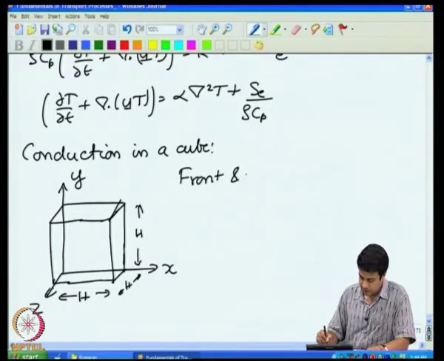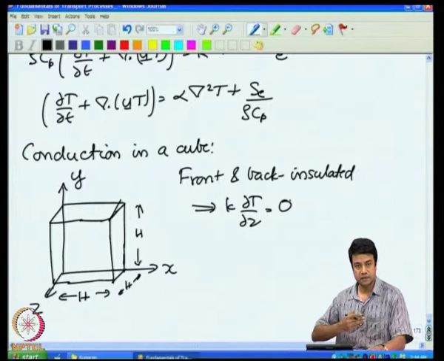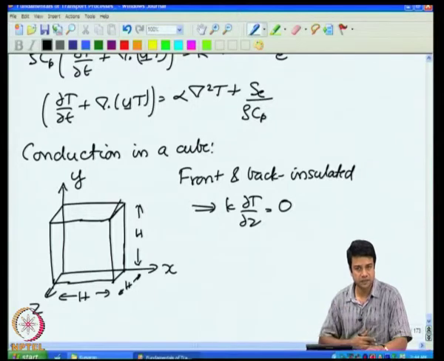Front and back insulated, which implies that K times dT by dz is equal to 0 at these surfaces. The variation of temperature with respect to the z coordinate times the thermal conductivity gives you the flux at the front and back surfaces. Since the front and back surfaces are insulated, there is no net flux at these two faces.